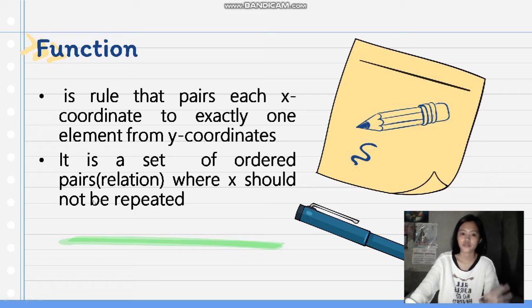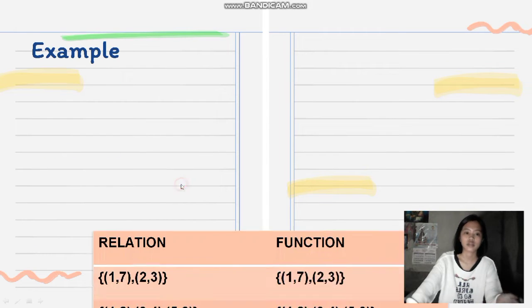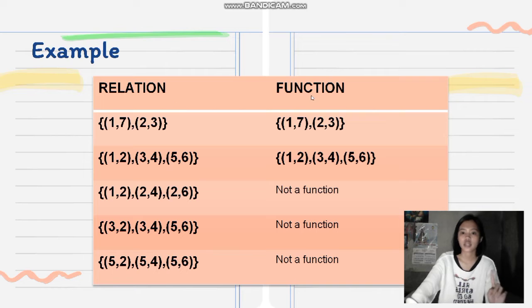Sabi nga, all function is relation, but not all relation is function. Kasi 'di ba pag relation, may ibang relation pero hindi function. So ibig sabihin, hindi lahat ng relation ay function. At lahat naman ng function ay relation. So ganun. So example, we have here relation and function.